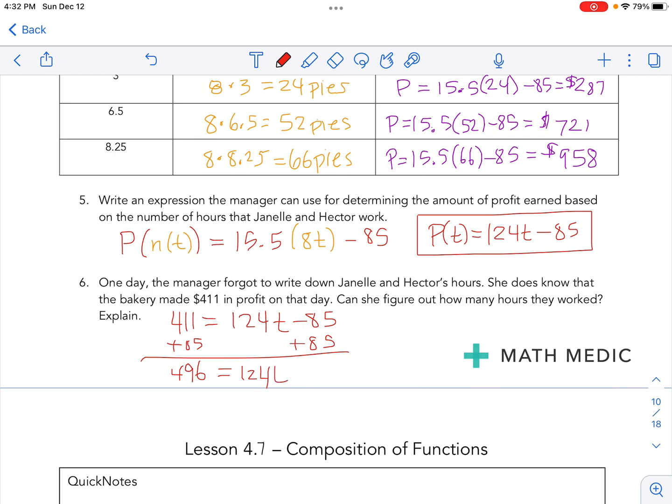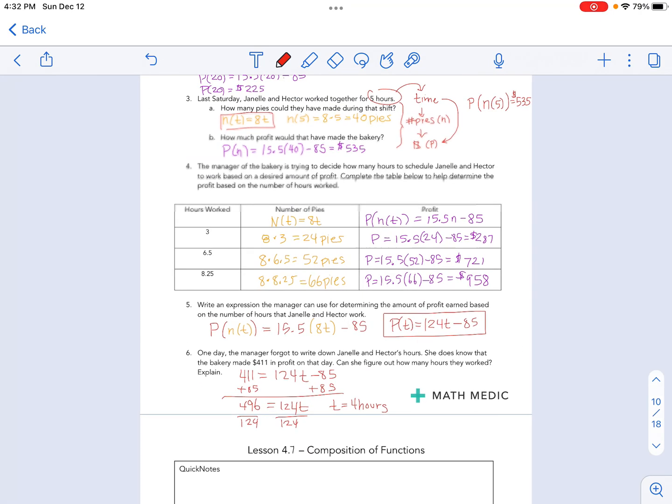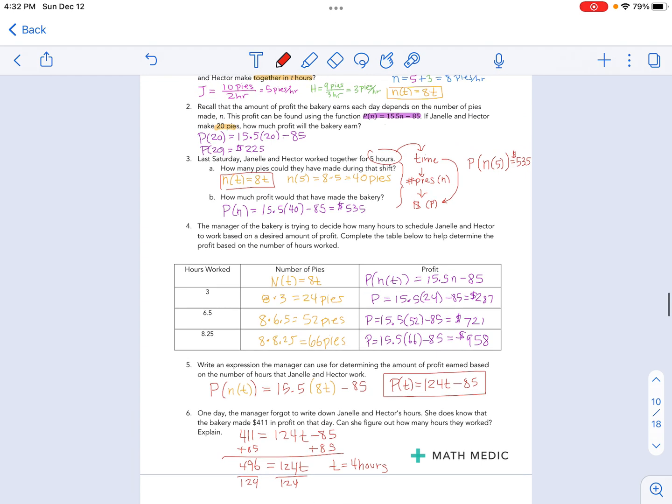And then we have 496 equals 124t. And if we divide by 124, we get t of looks like 4 hours. So both of them spent 4 hours in the bakery baking pies.